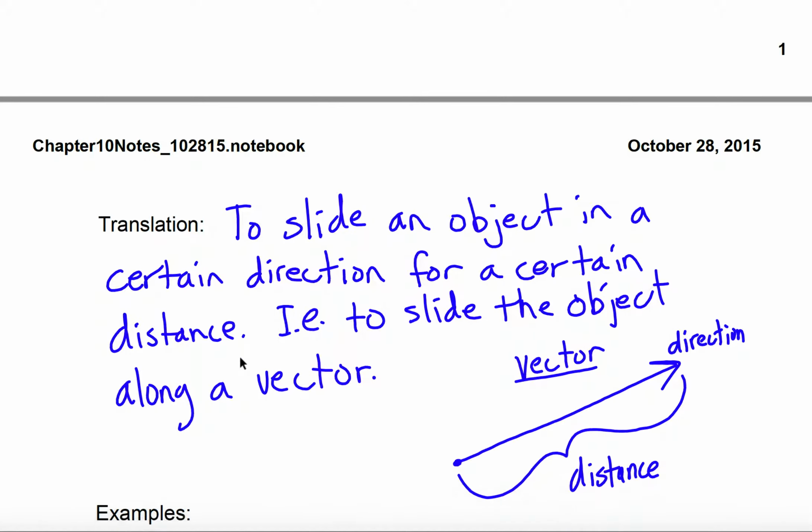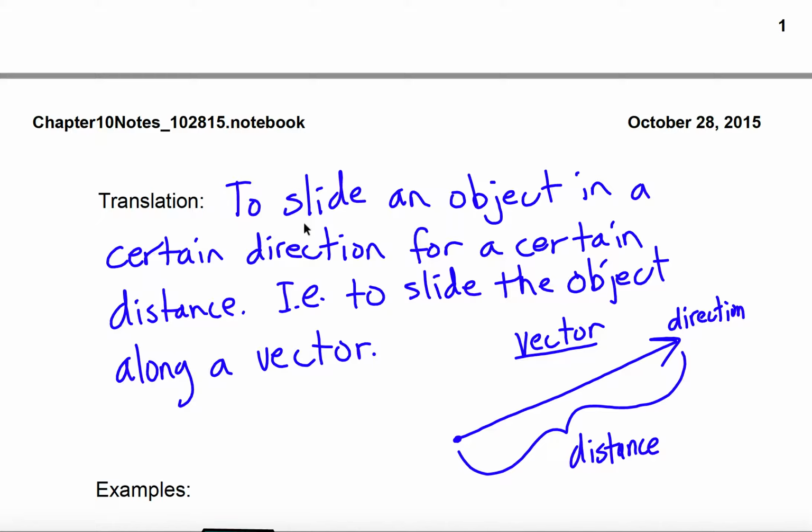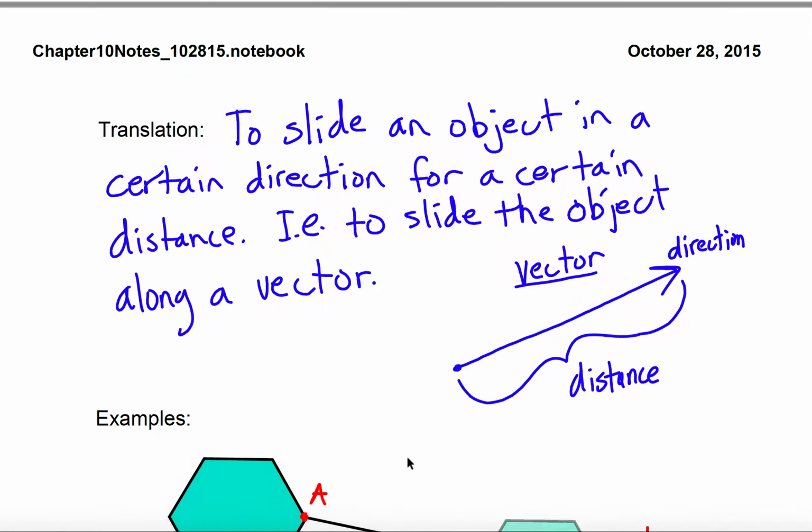Let's start off with a translation. A translation is to slide an object a certain direction for a certain distance. So in other words, you might start the object right here, and you might move it along what we call a vector in a certain direction, and it ends up over here. And you went that very certain distance. You can kind of think of this as if you move a chair across your room. The chair didn't change shape. It didn't do anything different. It just moved from that one location to another location in your space.